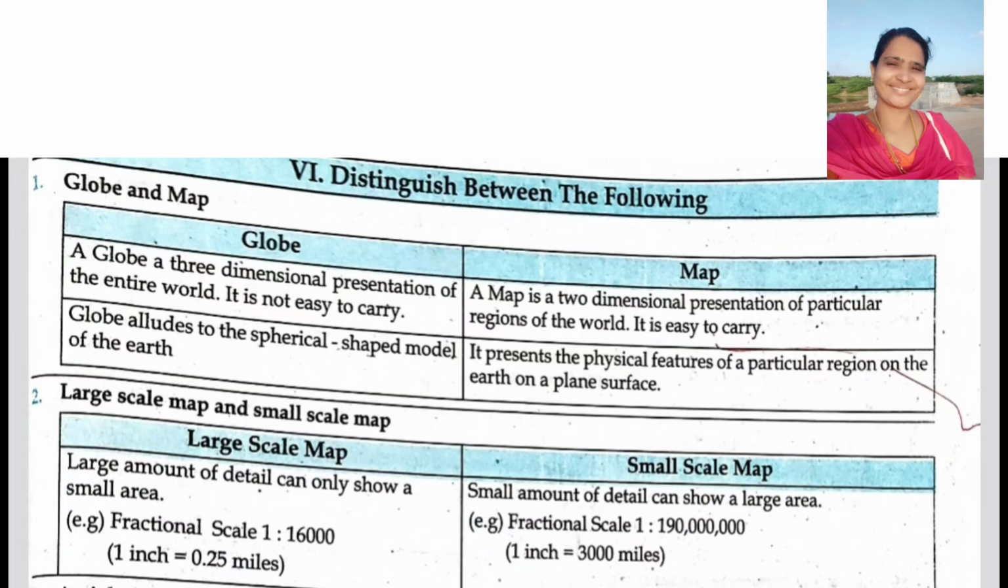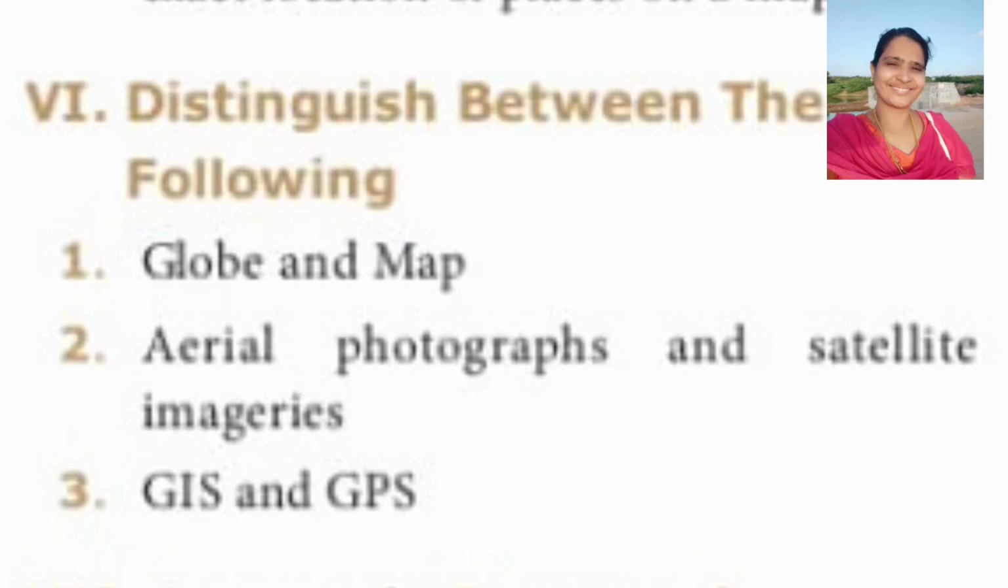Okay, next one, globe alludes to spherical shape model of the earth, whereas map presents the physical features of the particular region on the earth on a plane surface. Plane surface la kaamikkiradhu map. Okay children? Okay, moving on, next one.